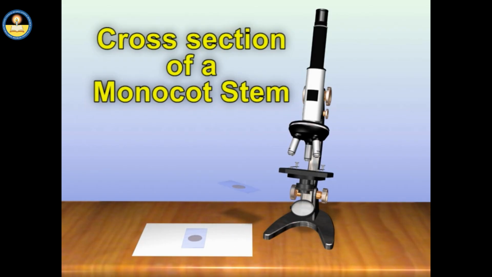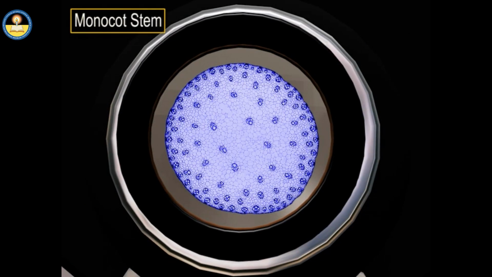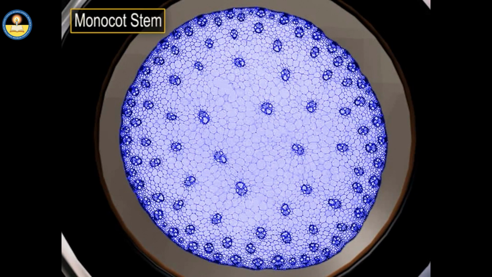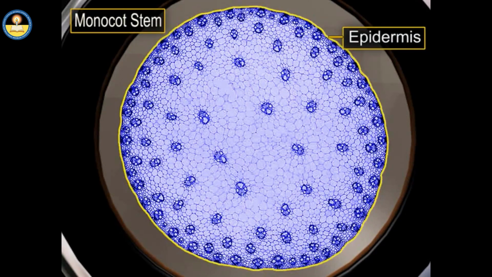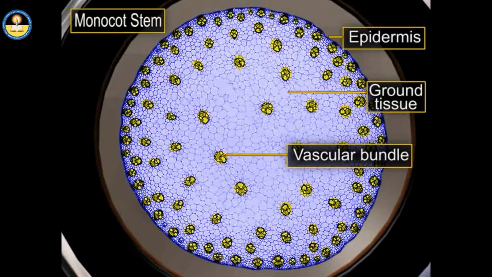Cross-section of a monocot stem. This is the slide containing transverse section of a monocot stem where the cells are found to be organized in different layers like epidermis, ground tissue, and vascular bundles.